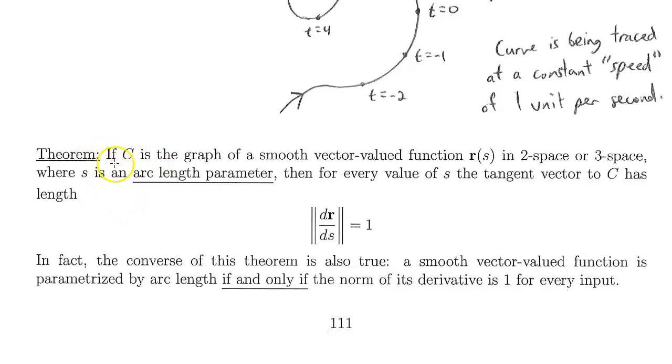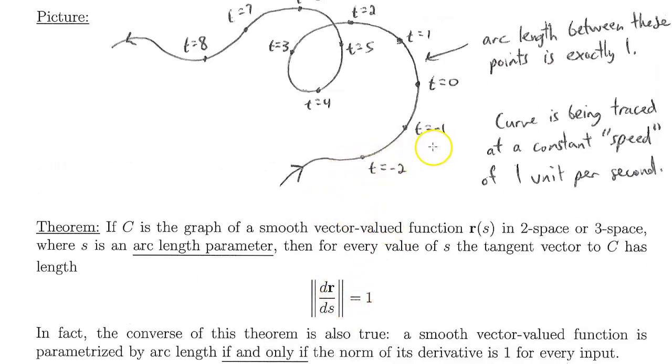So here's a theorem. If C is the graph of a smooth vector valued function r of s in 2-space or 3-space, and again we're using s here instead of t, where s is an arc length parameter, then for every value of s, the tangent vector to C always has a length of 1. Because the length of that tangent vector essentially has to do with the speed of how fast the curve is being traced out.